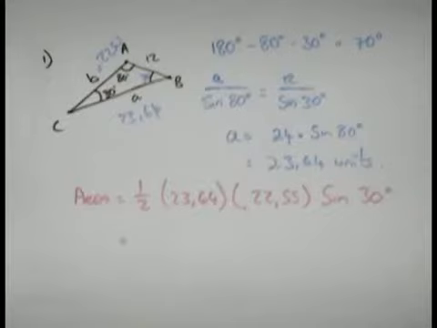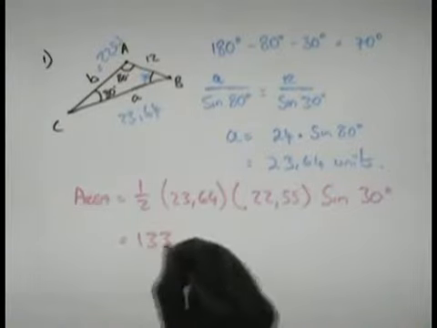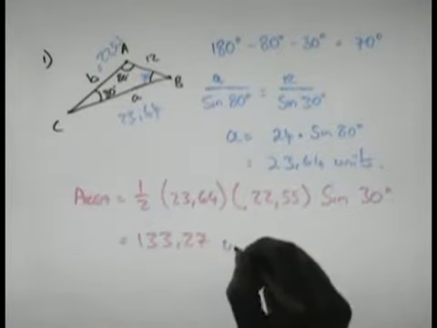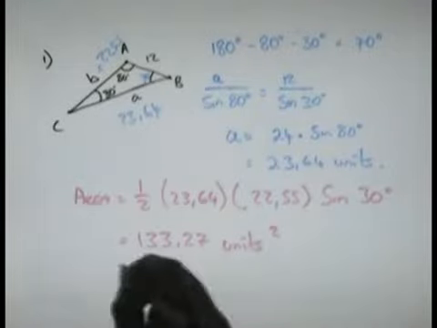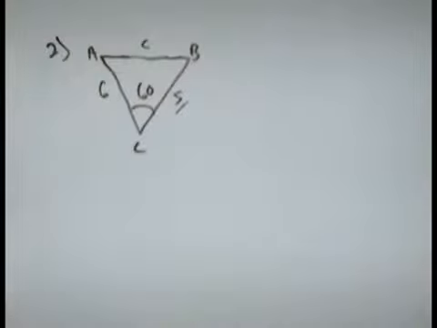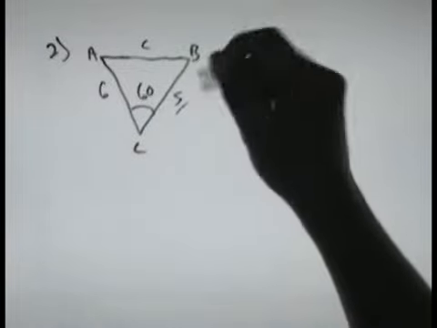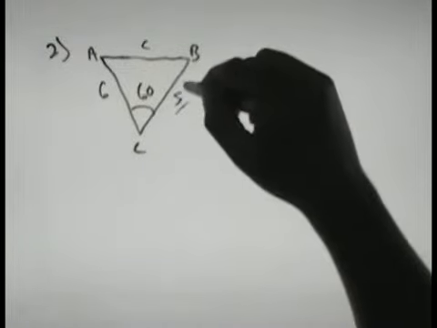That's going to equal 23.64 multiplied by 22.55 multiplied by 0.5 multiplied by sine of 30, which is also 0.5, which will give us an answer of 133.27. So our area is equal to 133.27 units squared.